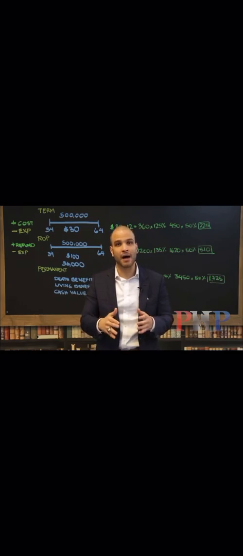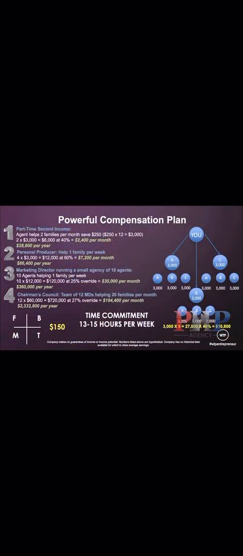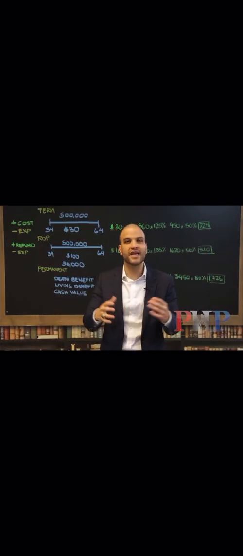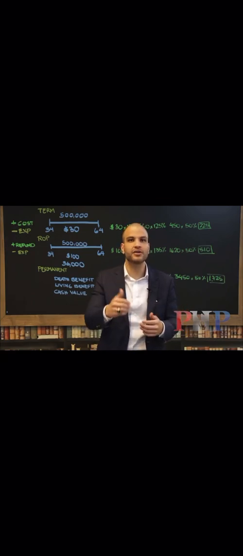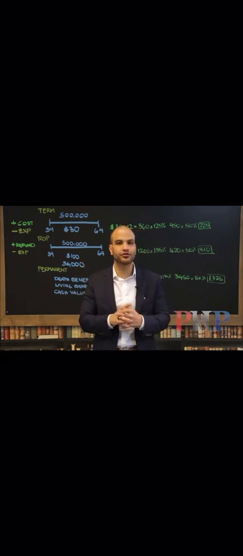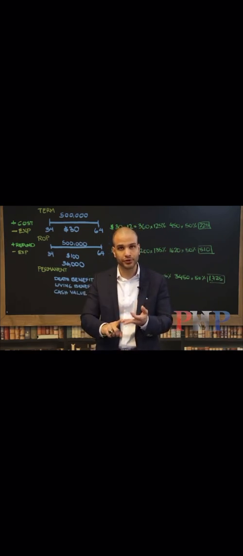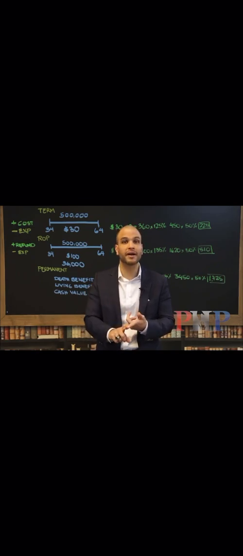And then I will explain the Chairman Council. In the Chairman Council, I will explain it very simply. I would just say something like this. Let's just say you have 12 marketing directors, then you're making millions, depending how big you think. And then I will ask a question to the person. I will ask, how do you see yourself? Do you see yourself more as a part-time person, producer, marketing director, or Chairman Council?